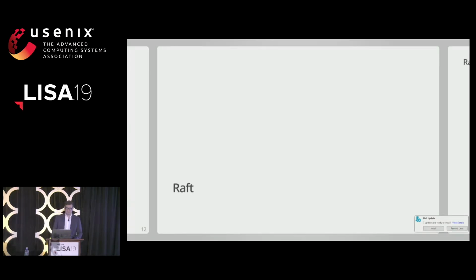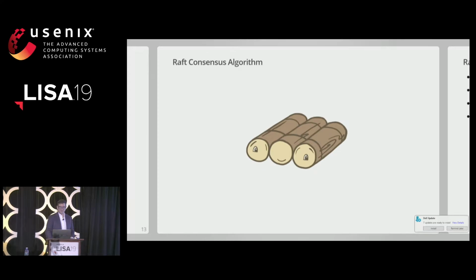OK, so time to talk about Raft. How many people have heard of Raft? So probably about a third to half of you. And then of those people, how many of you went and read the Raft paper? So like 6 people. I strongly advise having a look at that paper. It's really short and really fun to read, actually. And it's got a great little mascot.